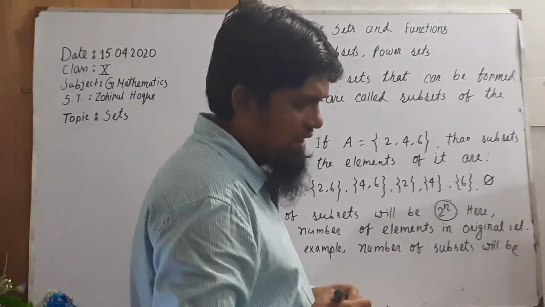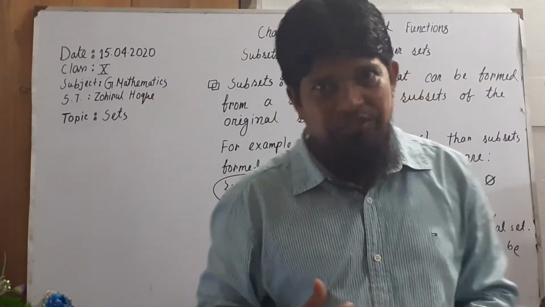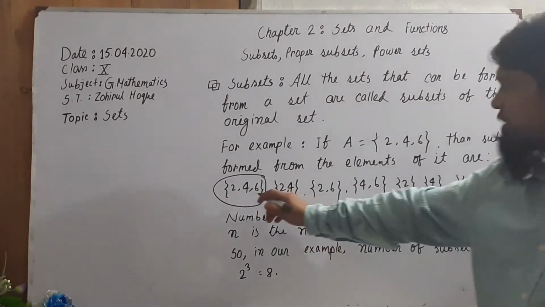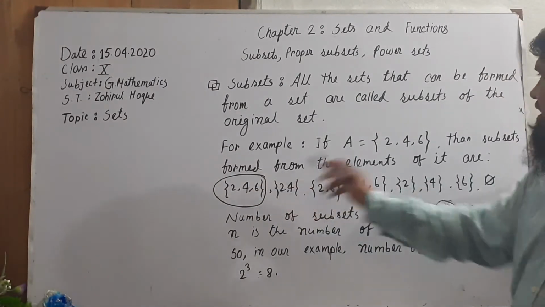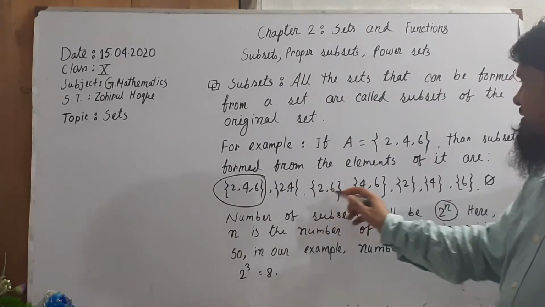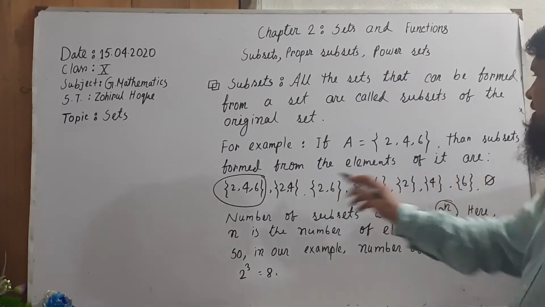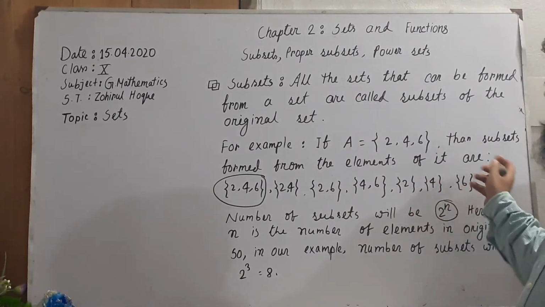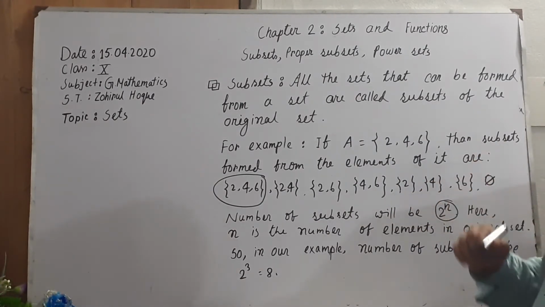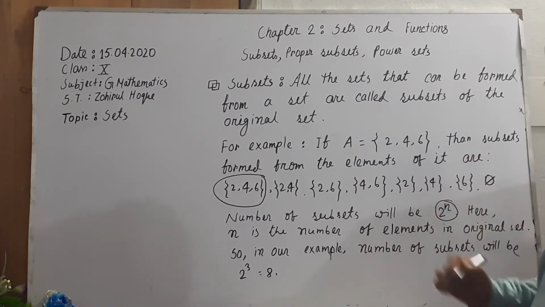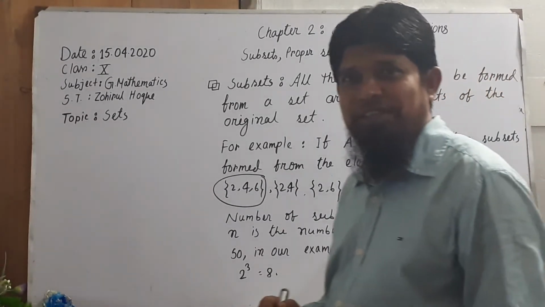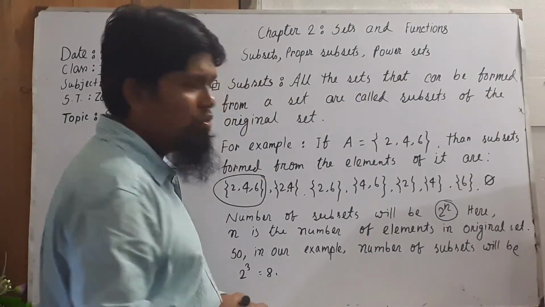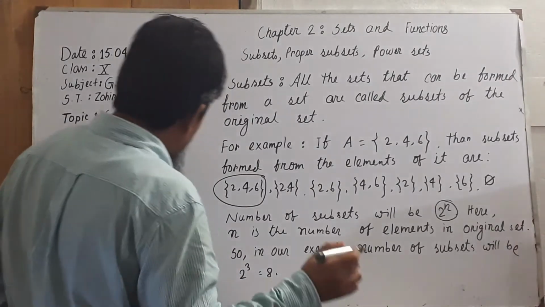So only one set will be eliminated from the total number of subsets to get the proper subsets. This is not a proper subset because it is using all the elements, but these are proper subsets because these are using only 2 of them, 2 of them, 2 of them, 1 of them, and these are not using any of them. So you have to be careful about this: the empty set is also a proper subset. Okay, so you need to follow this.